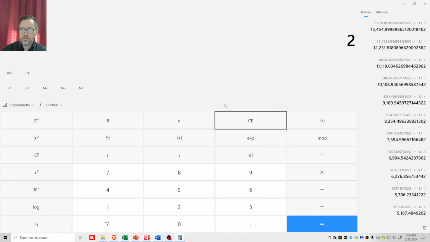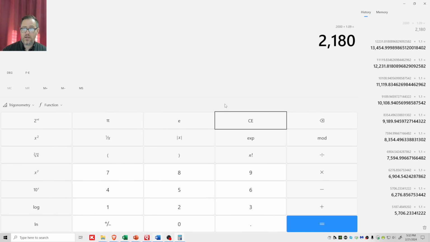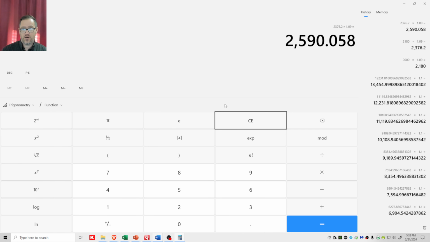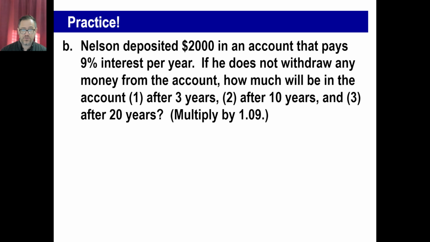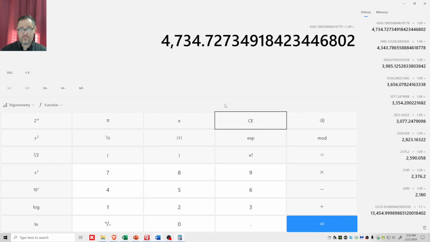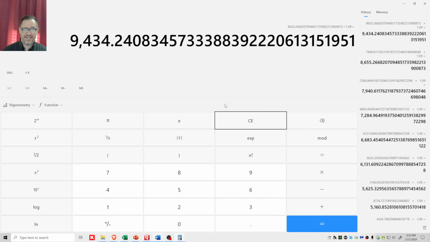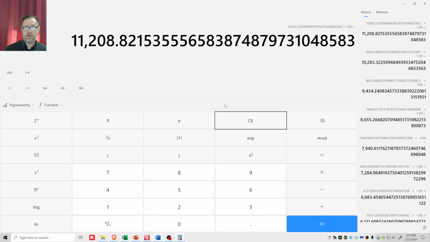Okay, here's Nelson. He's got $2,000, right? We're going to multiply by 1.09, right? 9%, okay? He doesn't withdraw any. How much will be there after 3 years? Well, let's go. That's 1 year, 2 years, and 3 years. There we go. And they want to know after 10: 4 years, 5 years, 6, 7, 8, 9, 10 years, $4,734.73. And 20 years, let's go 11, 12, 13, 14, 15, 16, 17, 18, 19, and 20. There you go. That's the mystery of compound interest, and try those practice problems today.